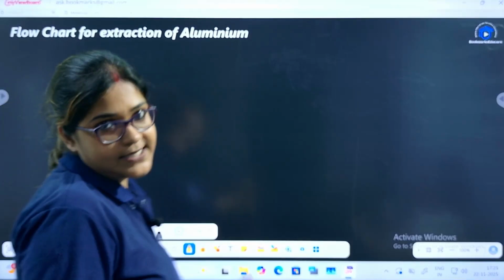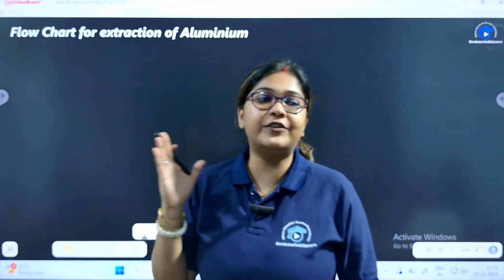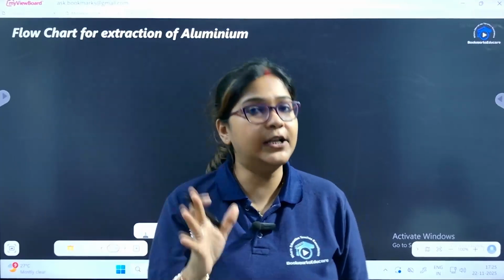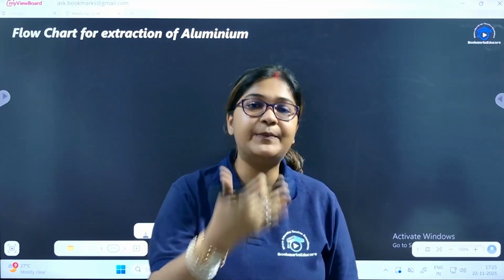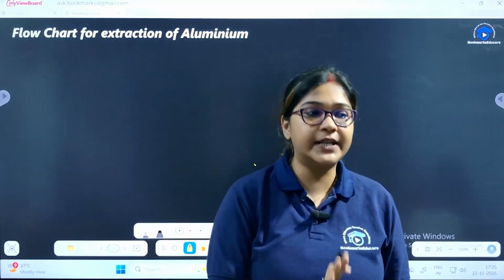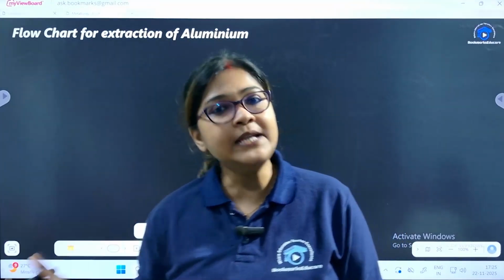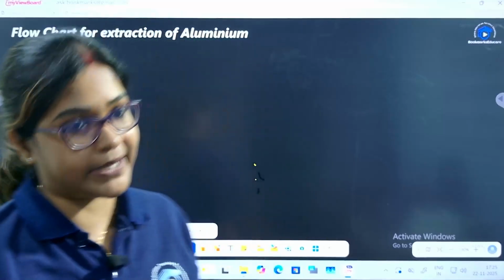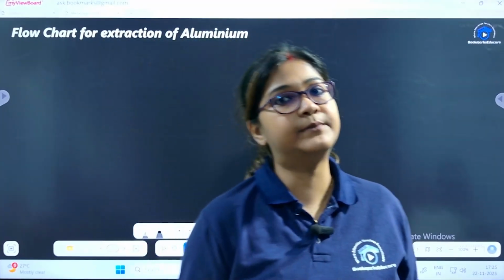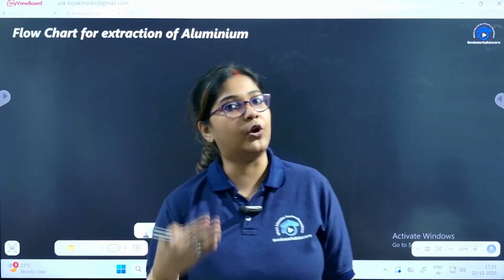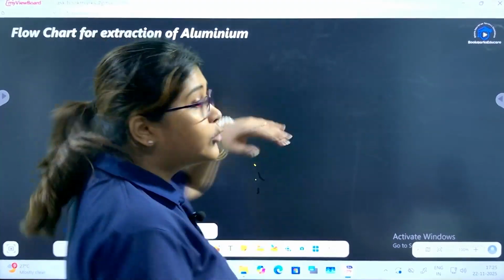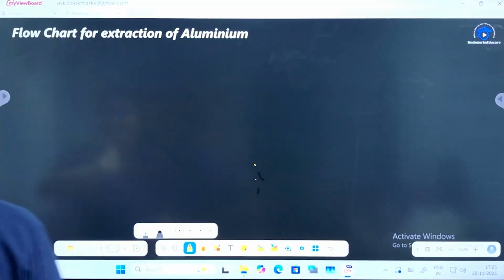Now after this, the last step is electro-refining. The 99.8% aluminium that you are generating will be further purified by the electro-refining method to generate 99.9% pure aluminium metal. But electro-refining in detail is not in your ICSE syllabus, so I will not be discussing that in detail. So coming to the summary, that is the flow chart of the extraction of aluminium.